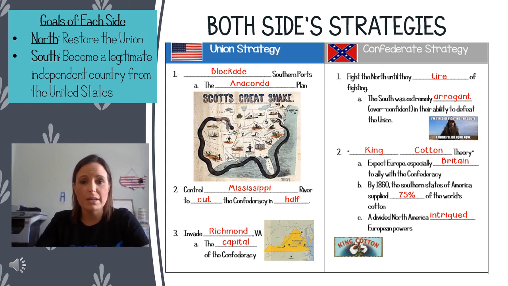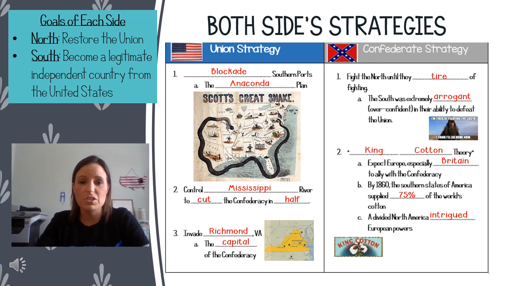As the South supplied 75% of the world's cotton by 1860, the South expected European countries to either ally with the Confederacy or pressure the Union to end the war. However, as the Union's first step was to blockade Southern ports, the King Cotton strategy will not be as effective as hoped. In conclusion, as the war began, each side expected a quick victory.